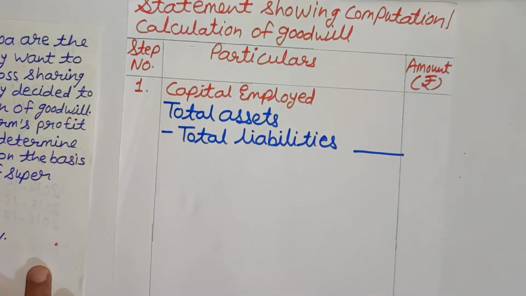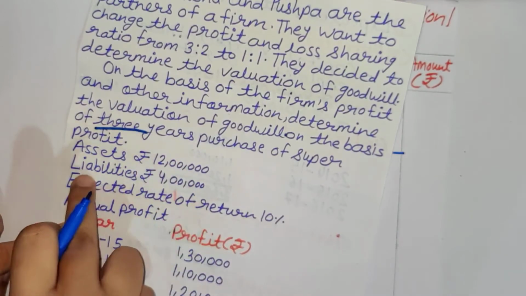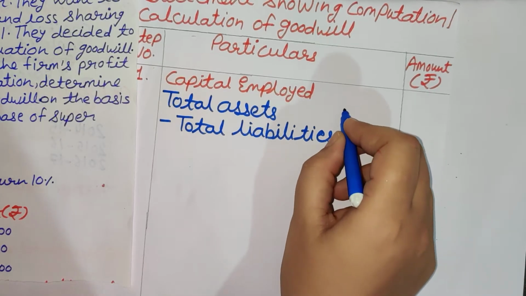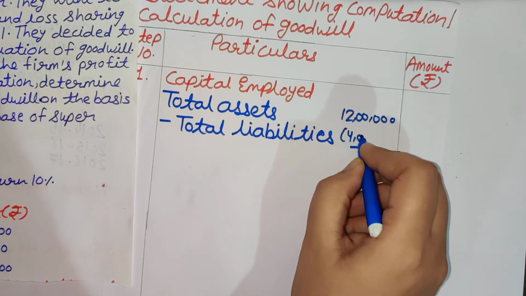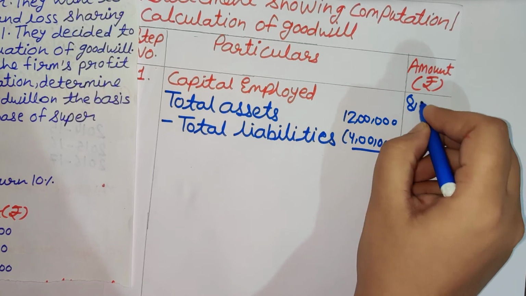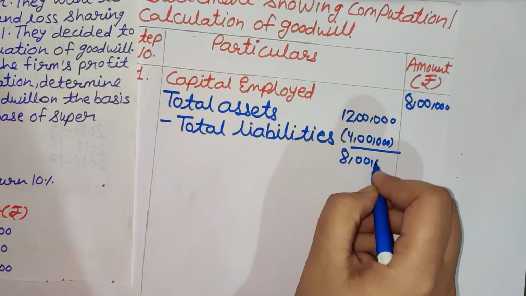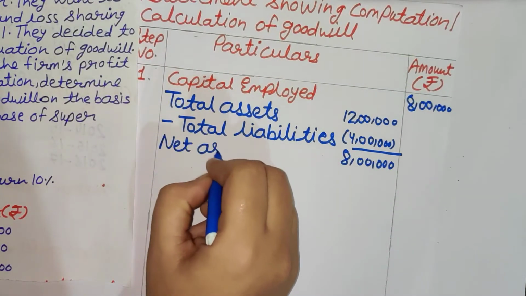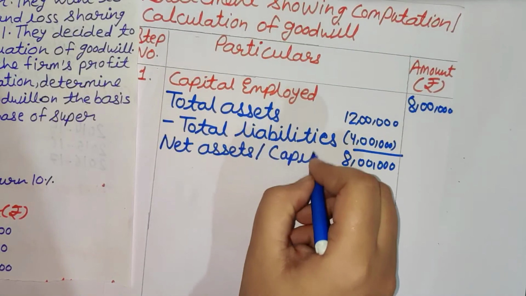Here in the sum, they have given us that total assets is rupees 12 lakh and total liabilities is rupees 4 lakh. So we will write here the amount 12 lakh minus 4 lakh. Answer is 8 lakh. So we will write here 8 lakh and we will also write here 8 lakh. Capital employed is also known as net assets. So we will write here net assets oblique capital employed.